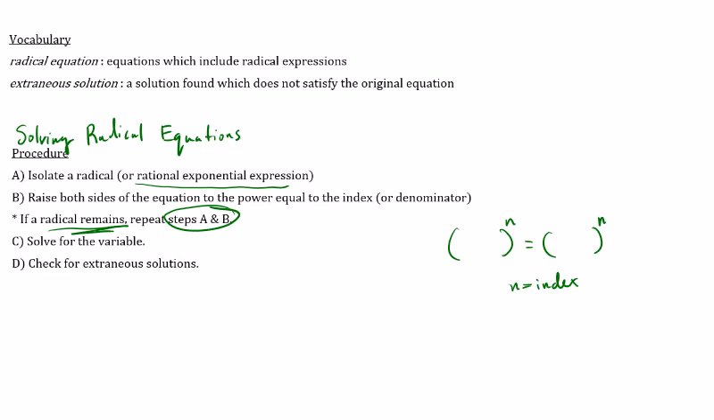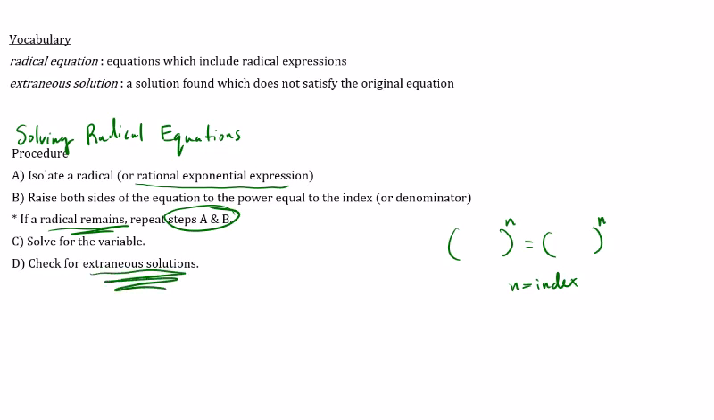Then you're going to end up with no more radicals or no more rational exponents. So now you can just solve like we normally do, isolate the variable, and then you're going to get x by itself, or v by itself, or p by itself, or m. And so once you isolate the variable, now you have your solutions, but what we have to do is we have to check for extraneous solutions.